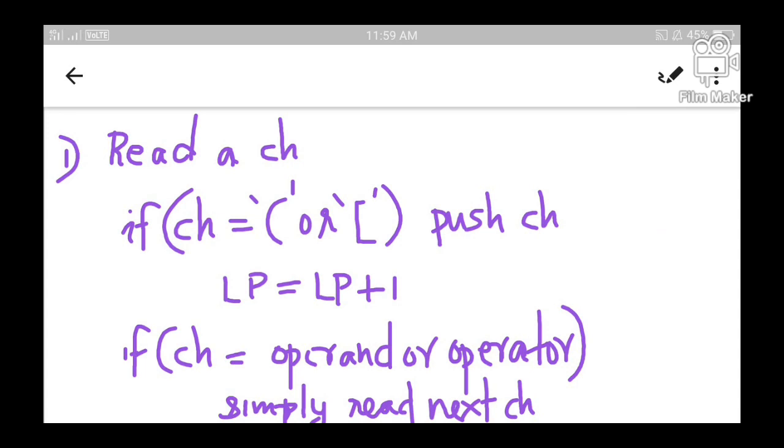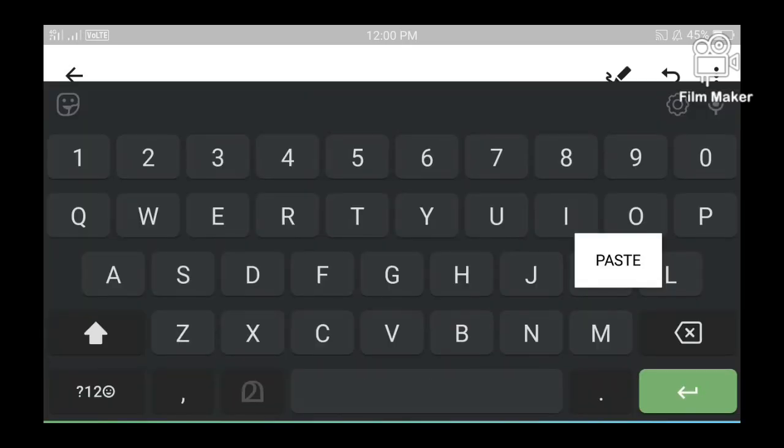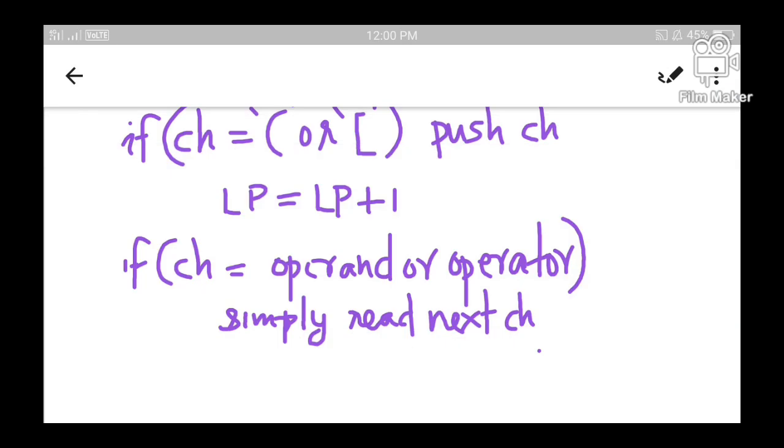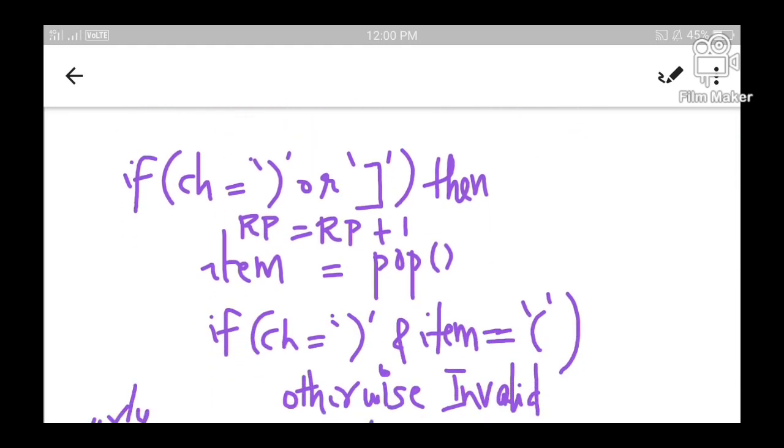Moving on to the next option. If the read character is not a left parenthesis, and instead it is an operand or an operator, you have to do nothing. Just move on and read the next character. In either of these cases, you do nothing and simply move on to the next step by reading the next character. Clear?